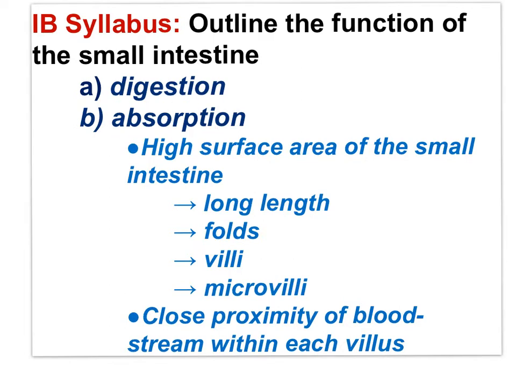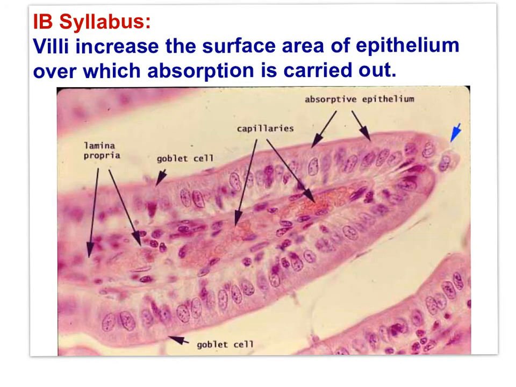For absorption, the small intestine provides a beautiful example of a form-function relationship with a high surface area. The high surface area of the small intestine comes from its long length, the folds in the wall, the villi, and the cellular extensions along the epithelial layer known as microvilli. As well, the villi bring the monomers in the lumen of the small intestine into close proximity with the bloodstream within each villus.